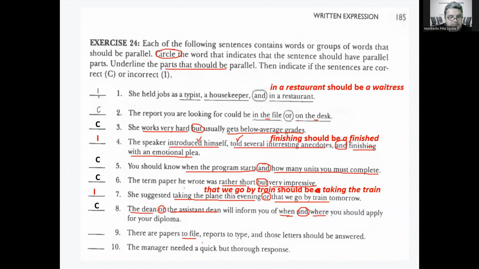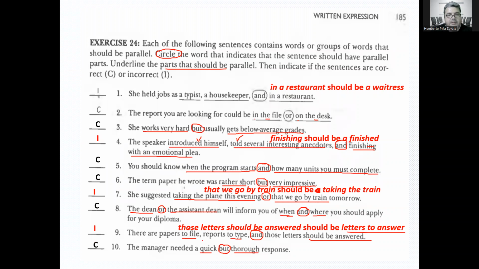There are papers to file, reports to type, and those letters should be answered. Okay, so you can see infinitive, and this is in passive voice, so should be, letters to answer. No, should be answered, but that's to answer. The manager needed quick, but thorough response. So that should be correct.